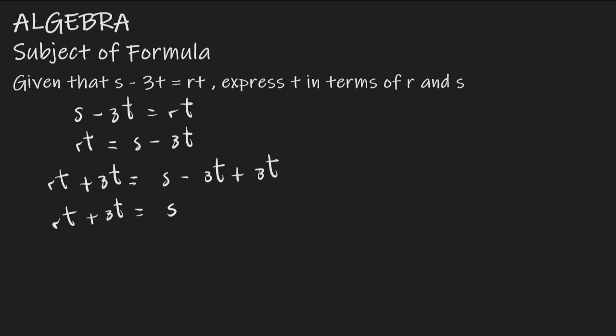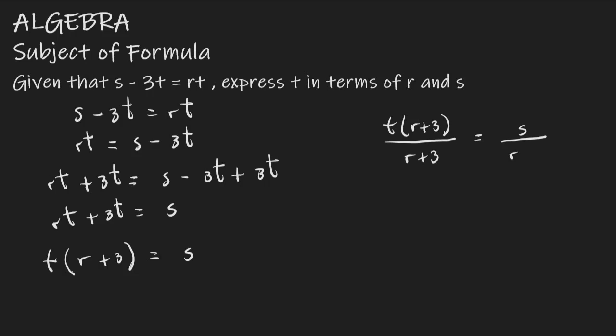Now that I have my t terms on the left-hand side of the equation, I can now factor out t. t times r plus 3 is equal to s. I want to make t my subject of formula, so I need to remove r plus 3. r plus 3 is multiplied by t here, so I need to use the opposite operation of multiplication, which is division. So I get t times r plus 3 divided by r plus 3. And whatever I do on one side of the equation, I must do it on the other side of the equation, is equal to s divided by r plus 3.